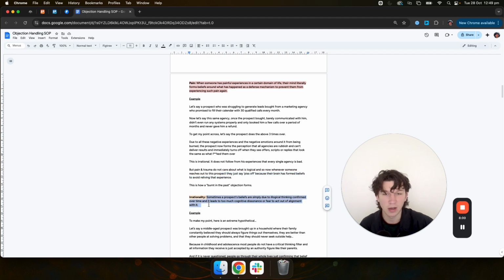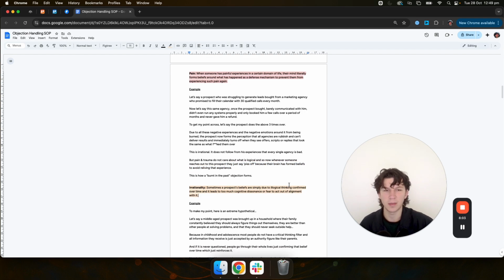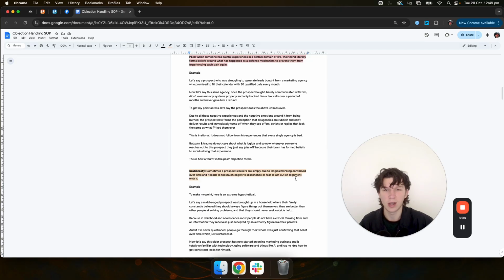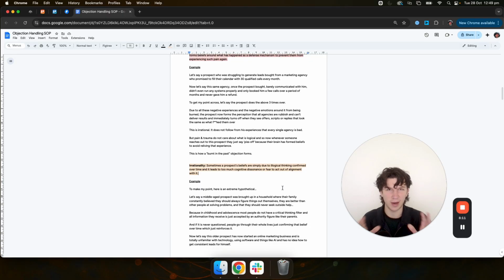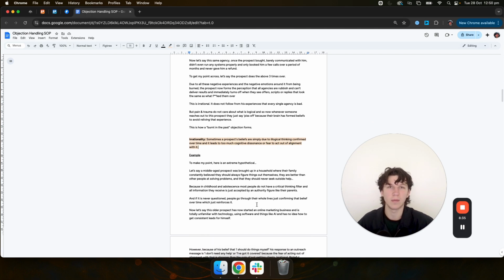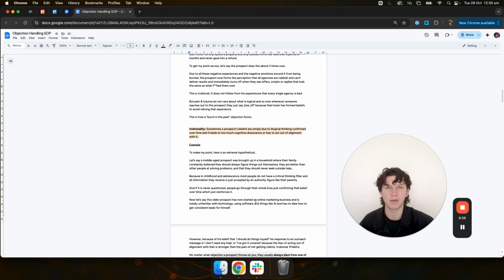Then we have irrationality. So sometimes the prospect's beliefs are simply due to logical thinking confirmed over time, and it leads to too much cognitive dissonance or fear to act out of alignment with it. To make my point, here is an extreme hypothetical: let's say a middle-aged prospect brought up in a household where the family constantly believed that they should always figure things out themselves, that they're better than other people at solving problems, and all this stuff. They don't want to seek outside help, and all these beliefs concoct throughout childhood, because through adolescence most people do not have a critical thinking filter, and all information they receive is just accepted from an authority figure like their parents. And if it's never questioned, people just go through their whole lives confirming that belief over and over again, which just reinforces it.